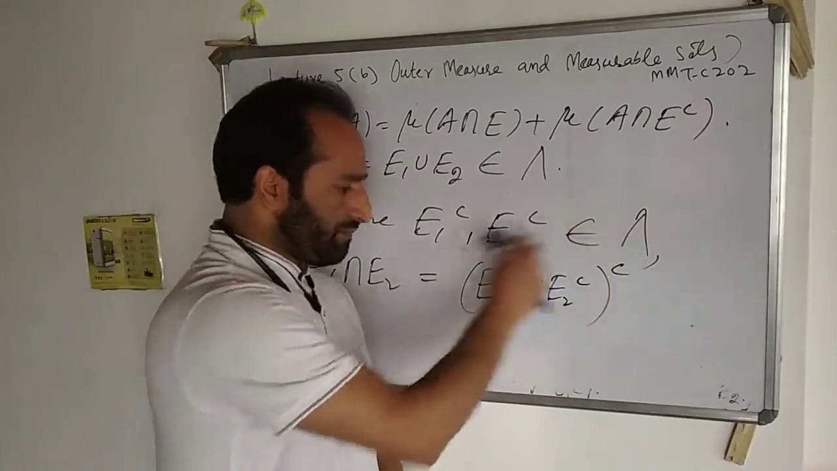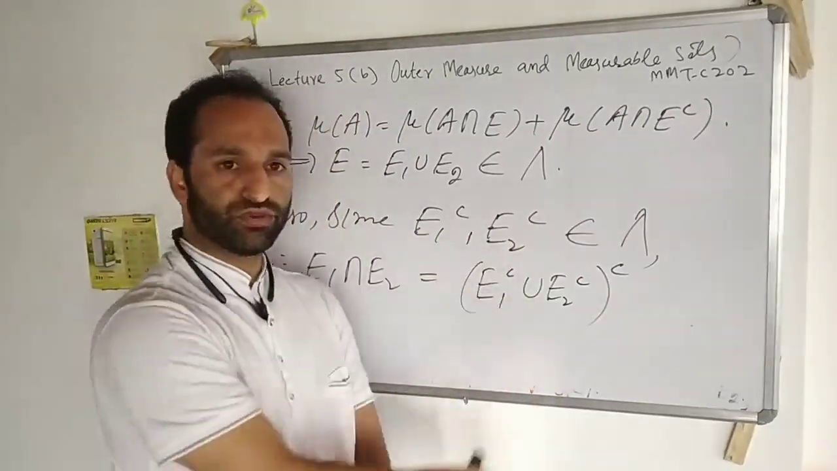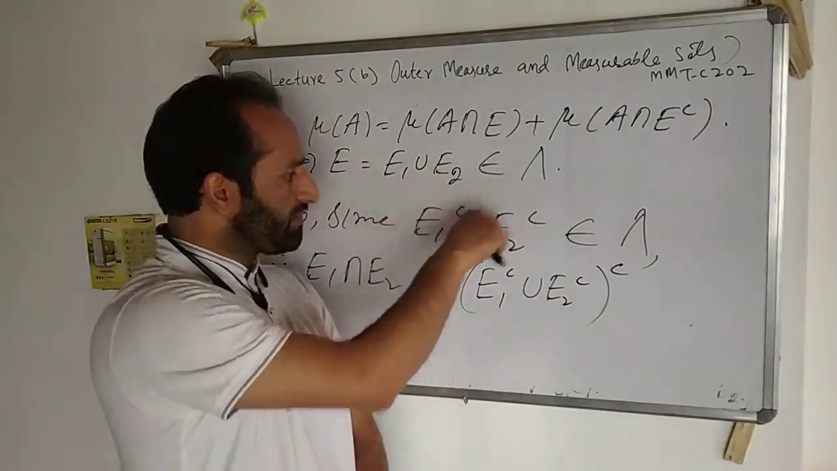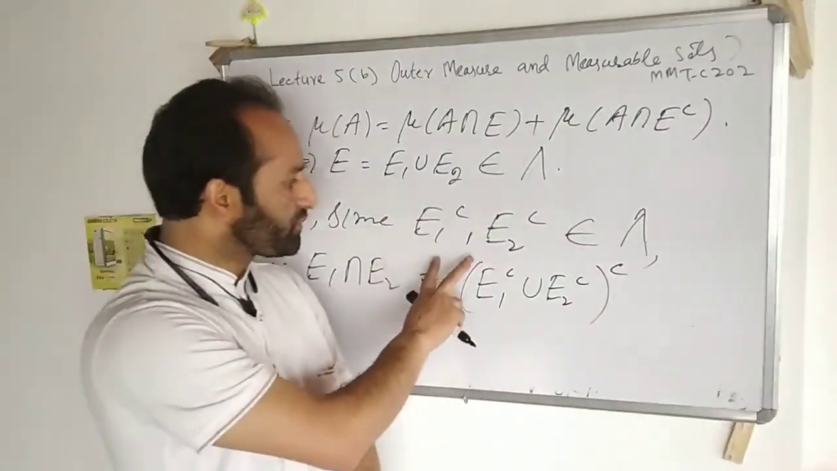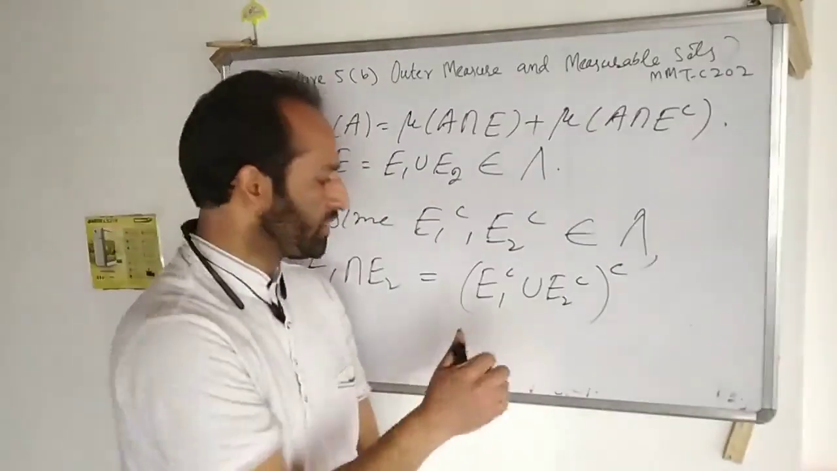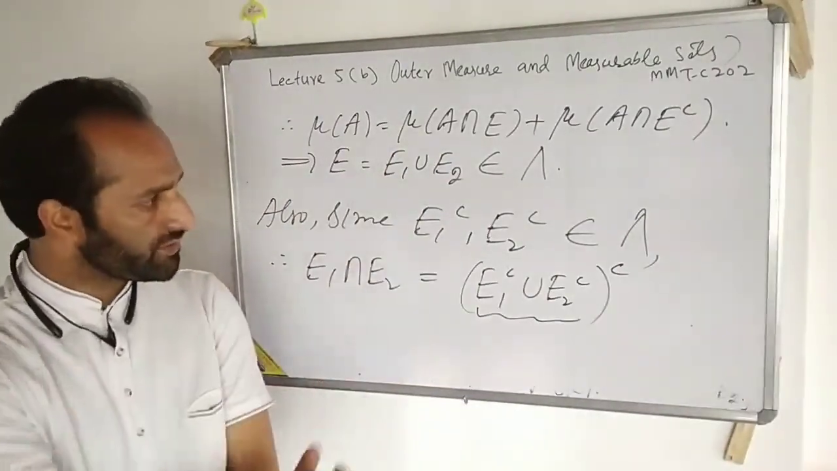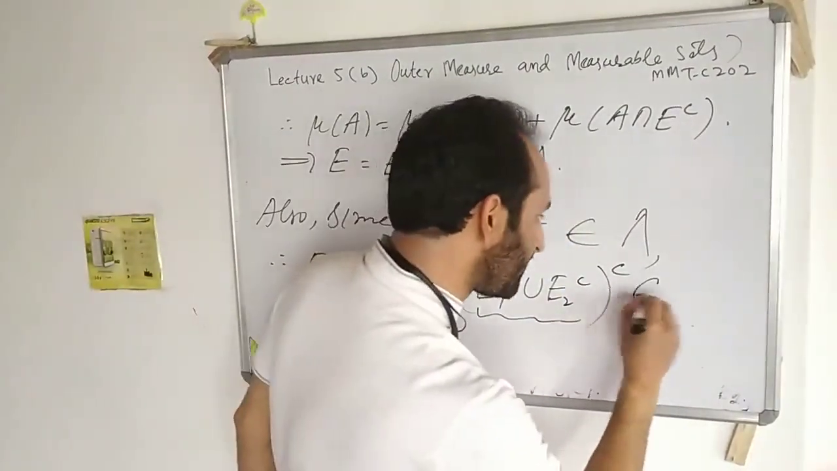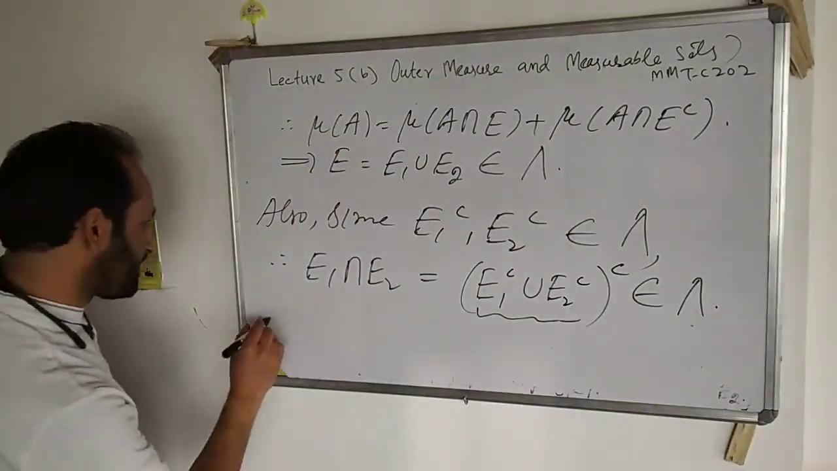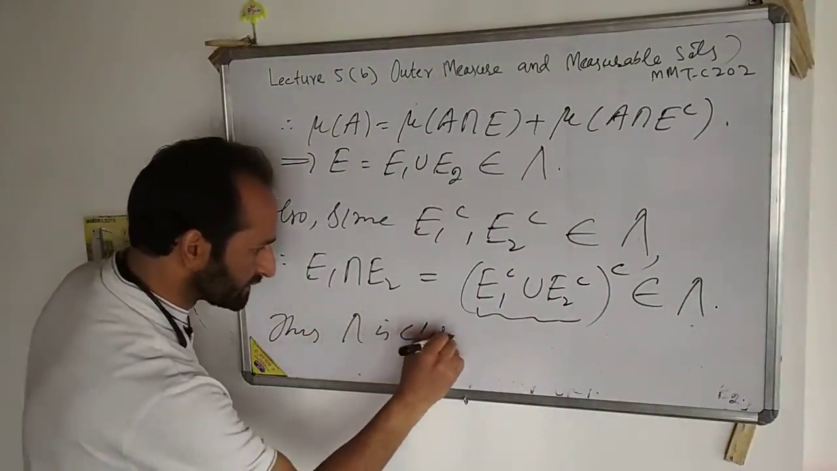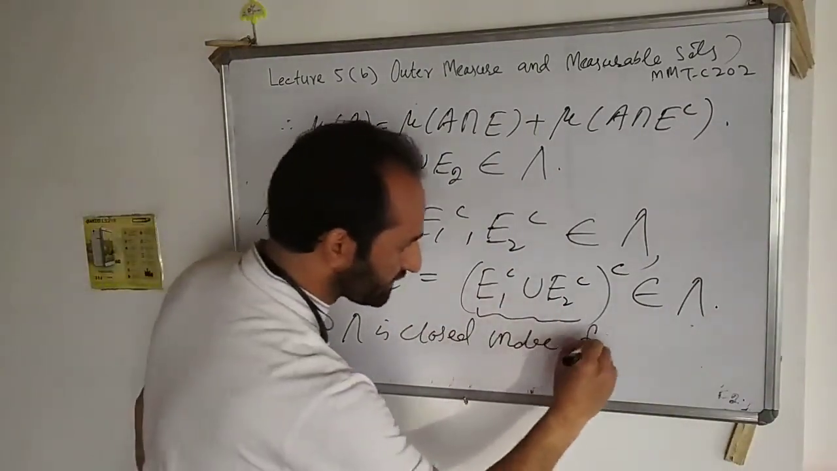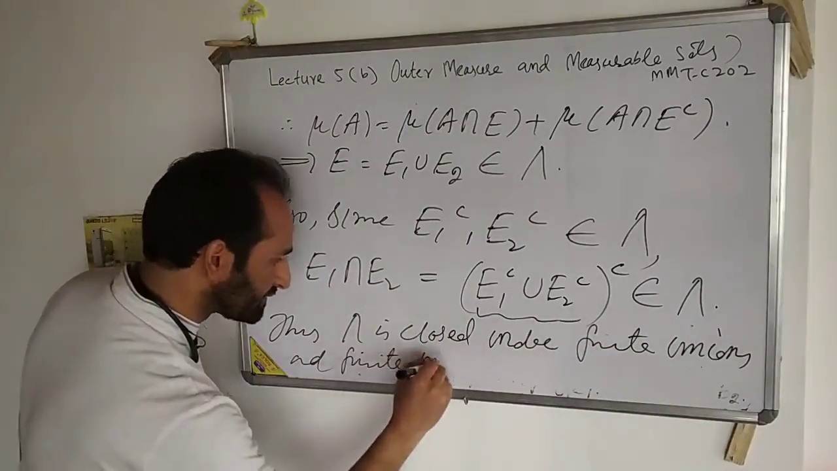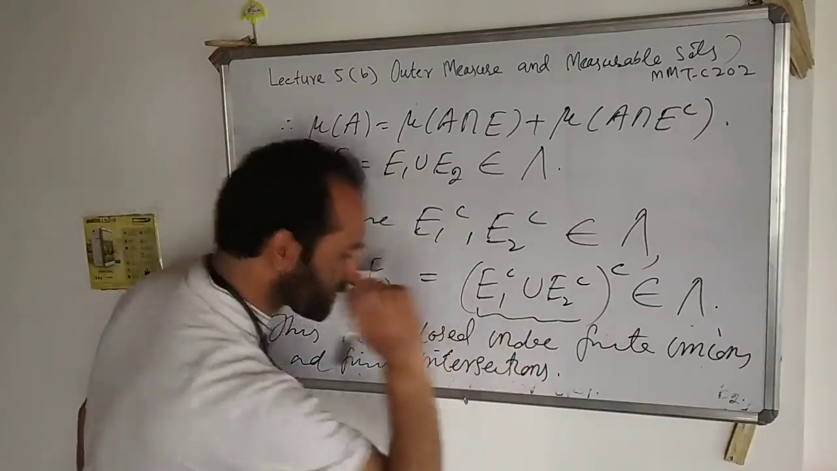This E1 complement is in lambda, E2 complement is in lambda, because lambda is closed under complementation, and as already proved, lambda is closed under finite unions, therefore their union E1 complement union E2 complement is also a member of lambda. And again, lambda is closed under complementation, therefore its complement is also a member of lambda. So thus we have proved that lambda is closed under finite unions and finite intersections.